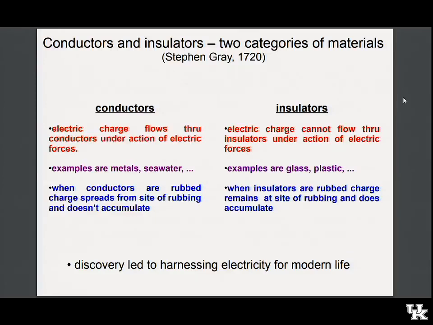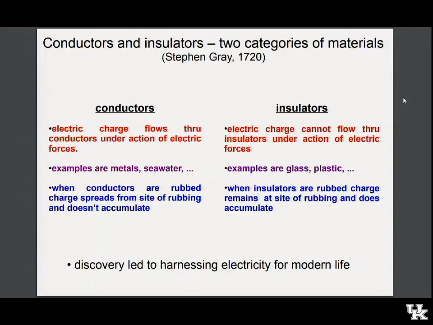When you charge by rubbing an insulator, like the glass or the plastic, then that charge remains at the location of the rubbing. It can't move around. It can't be transported around. So it actually accumulates. It does build up. And so that's why I was doing the demonstrations.